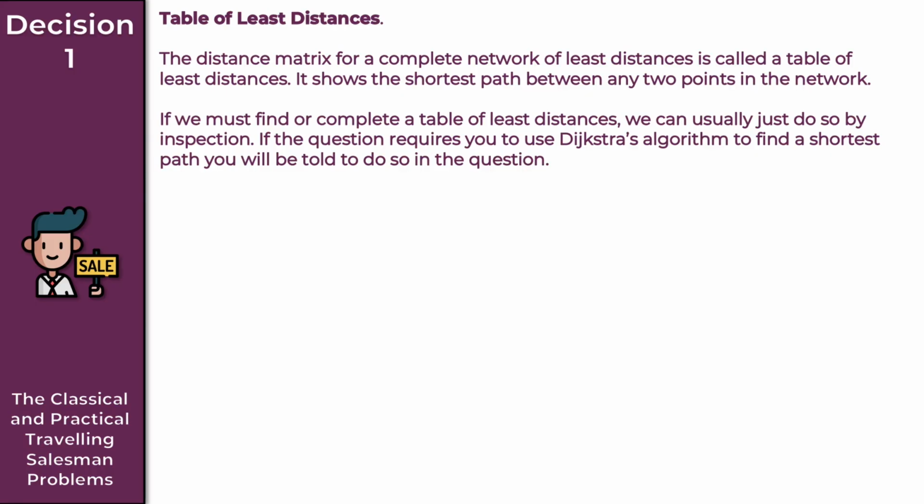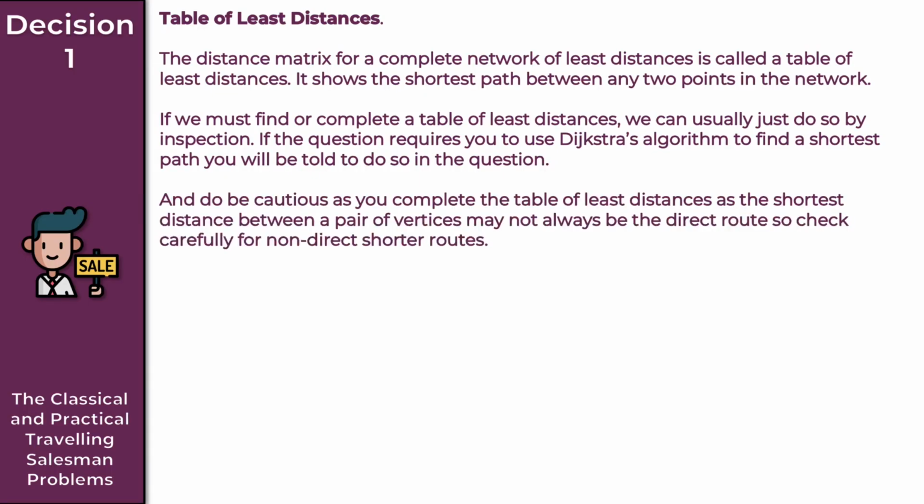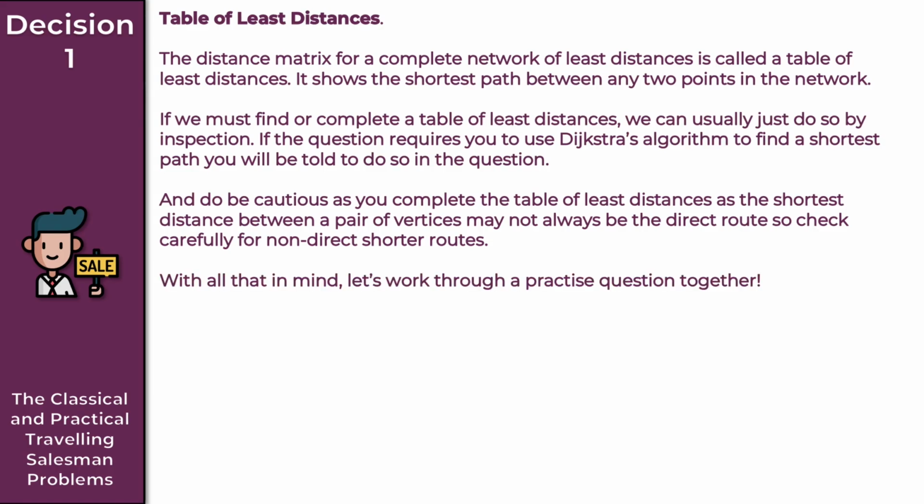Now, if the question requires you to use Dijkstra's algorithm to find a shortest path, you'll be told to do so in the question. So just keep an eye out for that, right? And do be cautious then as you complete the table of least distances, as the shortest distance between a pair of vertices may not always be the direct route. So do check carefully for non-direct shorter routes. And with all that in mind then, let's just work through a practice question together.